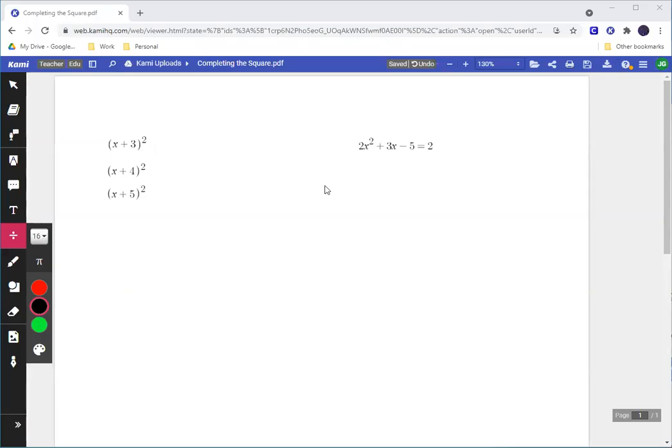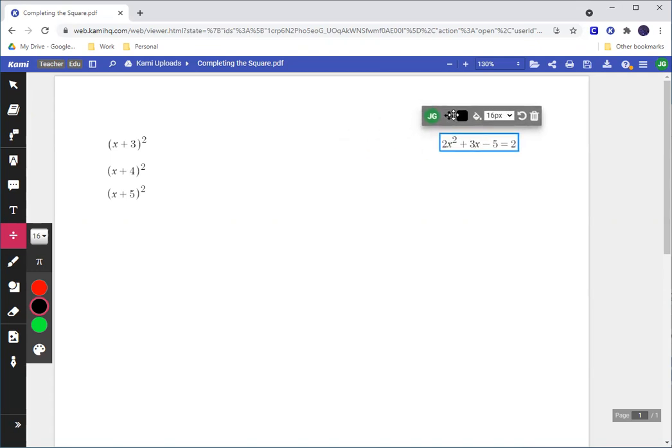Hello. This lesson is going to be about another method for solving quadratic equations called completing the square. So when you master completing the square, you'll be able to solve equations like this using this method. There's a couple of things that we have to do first. So we're just going to set this off to the side.